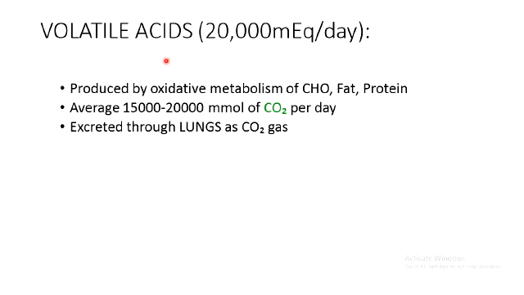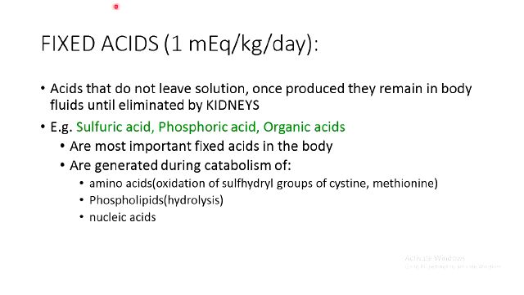The volatile acids are those acids which are unstable and quickly evaporate, diffusing in the gaseous form. Their amount in the body is 15 to 20,000 milliequivalents per day, produced by oxidative metabolism of carbohydrate, fat, and protein in the form of carbon dioxide. On average, 15 to 20,000 millimoles of carbon dioxide is produced per day, and this carbon dioxide is excreted through the lungs. And then come the fixed acids.